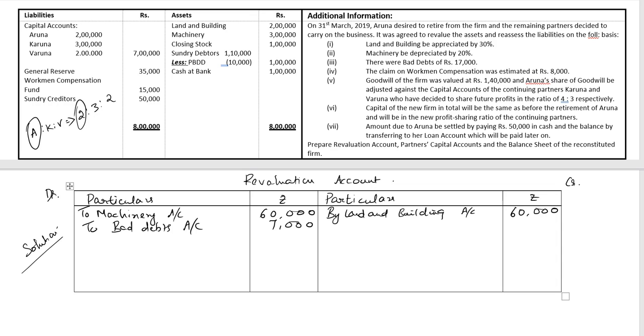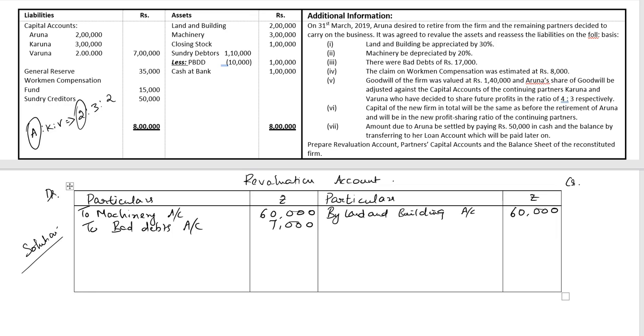The fourth point, claim on workman compensation was estimated at rupees 8,000. There's already a workman compensation fund for 15,000. So we can take 8,000 from that for the claim and distribute the balance. The fifth point is about the goodwill of the firm. We'll ignore that for now. Sixth point is about the adjustment of capital. And the seventh point is about the settlement of Aruna's account. So all the entries are done.